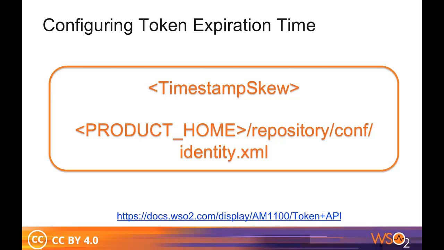For example, let's say you have two key managers and you generate a token from the first one and authenticate with the other. If the second server's clock runs 300 seconds ahead, you can configure a 300-second timestamp skew in the first server. When the first key manager generates a token, for example with a default lifespan of 3600 seconds, the timestamp skew is deducted from the token's lifespan. The new lifespan is 3300 seconds, and the first server calls the second server after 3200 seconds. You configure the timestamp skew using the TimestampSkew element in <PRODUCT_HOME>/repository/conf/identity/identity.xml.